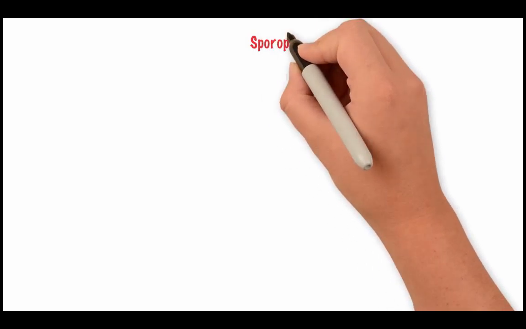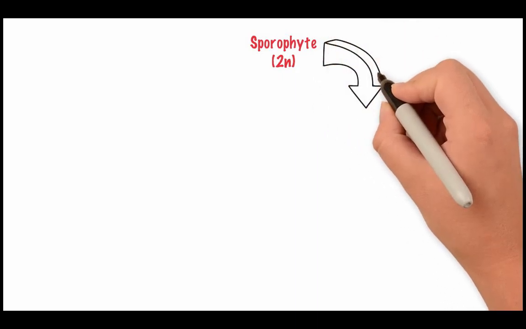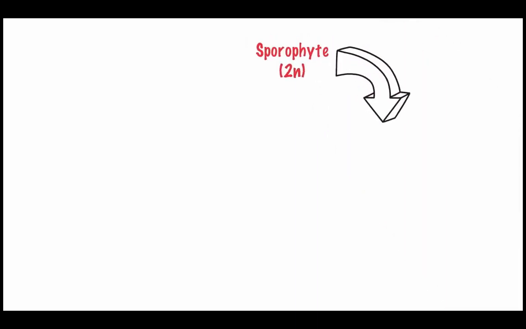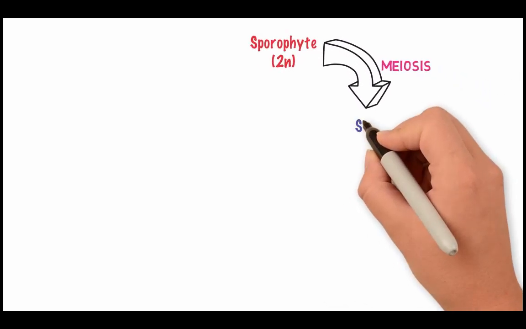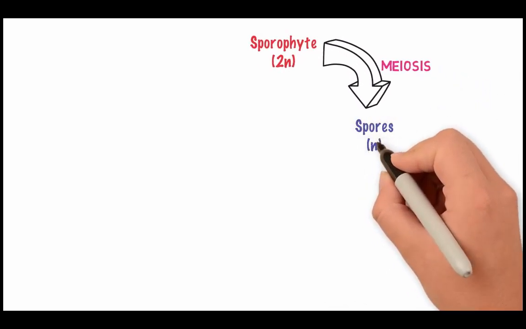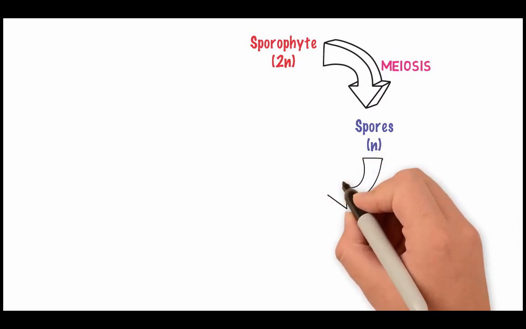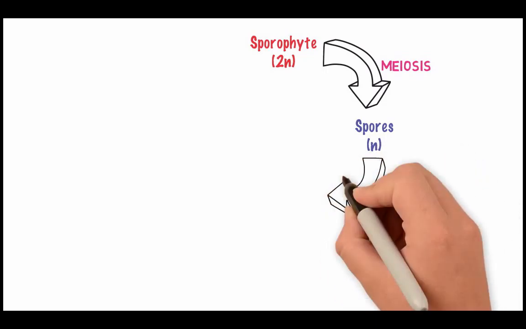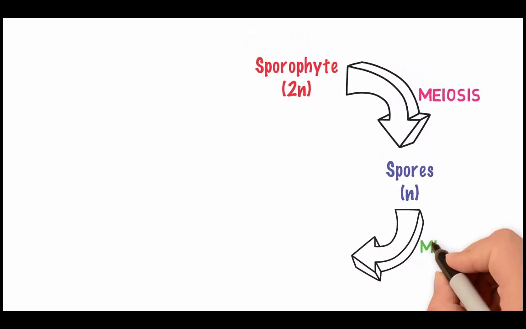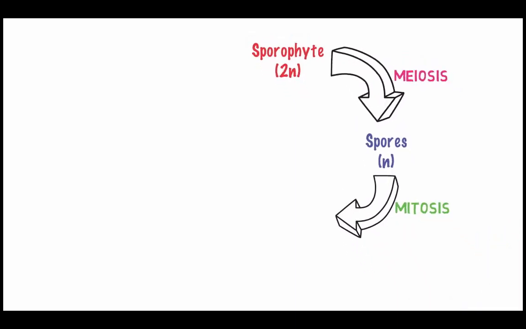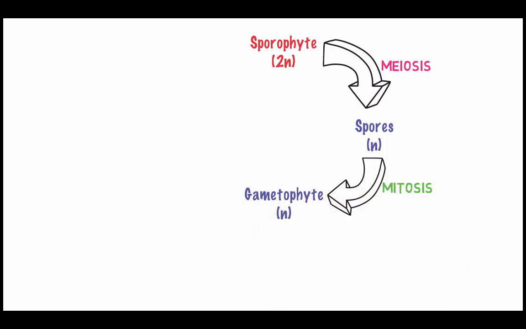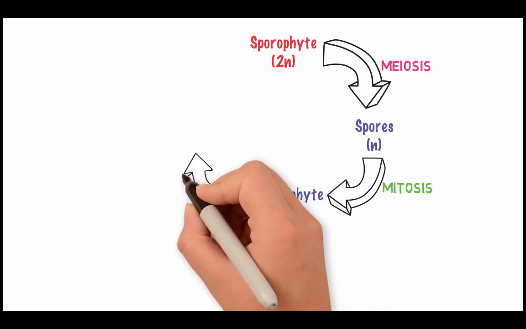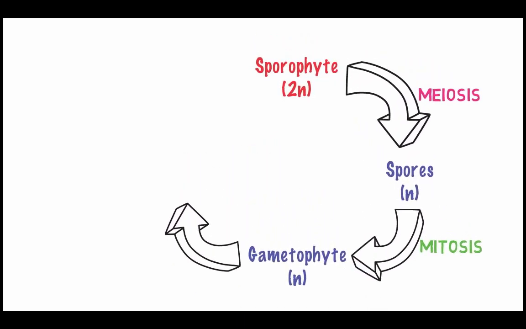Let's take a look at what this really entails. The multicellular diploid stage is called the sporophyte. Meiosis in the sporophyte produces haploid cells called spores. These haploid cells then undergo mitosis to form a multicellular structure called the gametophyte. The gametophyte gives rise to gametes by mitosis.